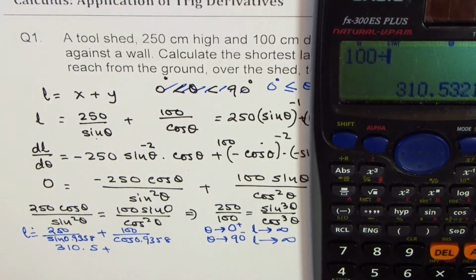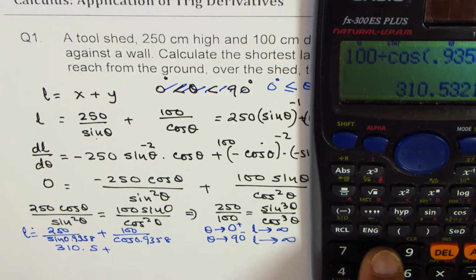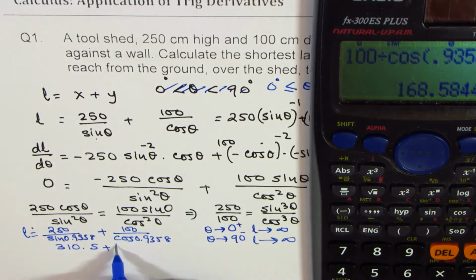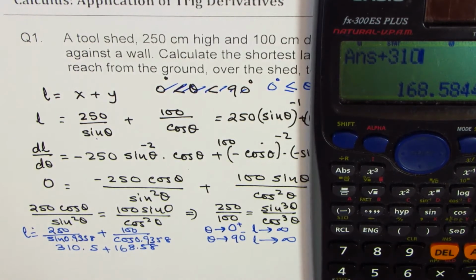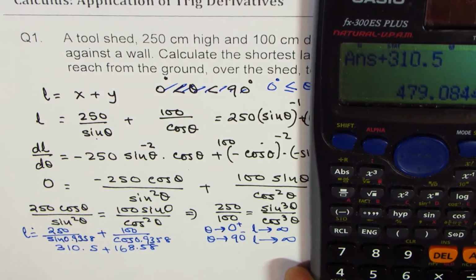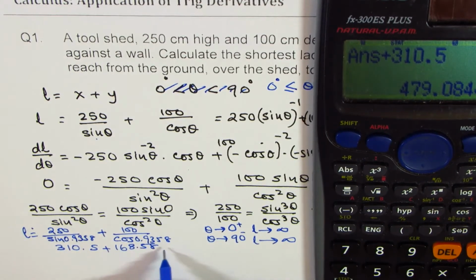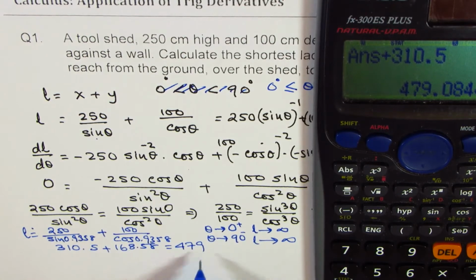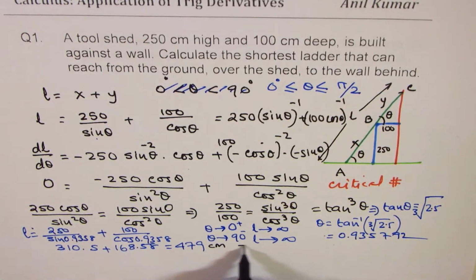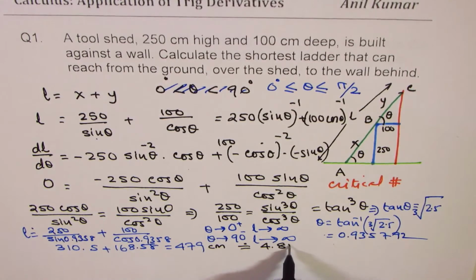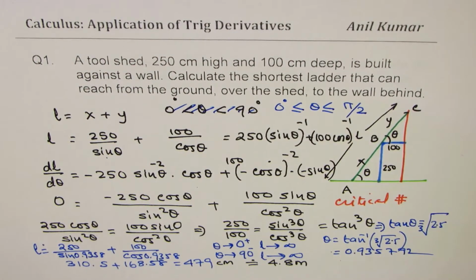Plus 100 divided by cos of 0.9358 equals 168.58. Let's add them. So this much plus 310.5 gives you 479. So it gives you 479, right? Okay. So what we get here is 479 centimeters, which is approximately 4.8 meters. I hope the solution is absolutely clear.